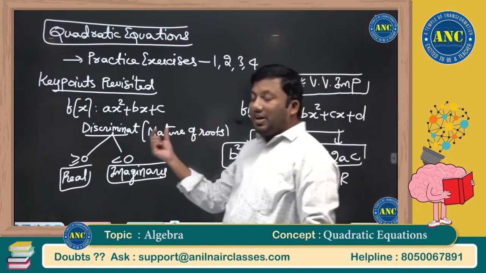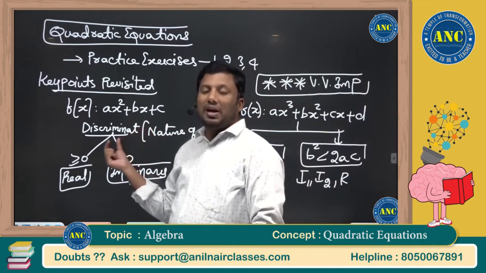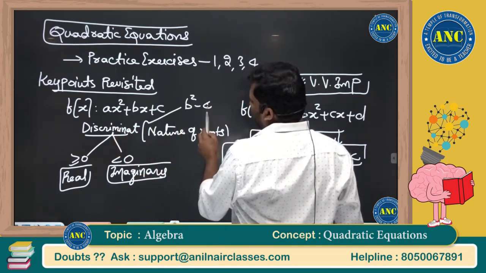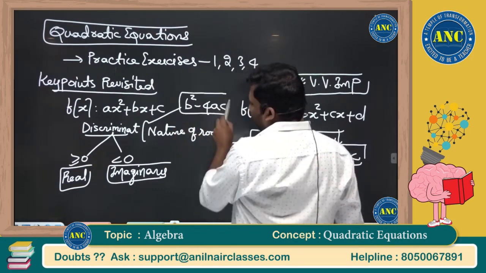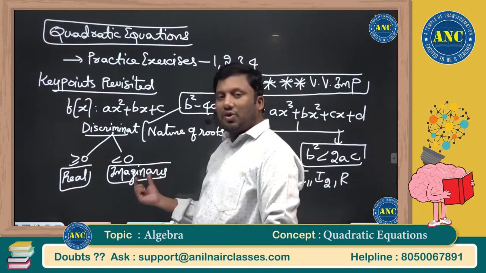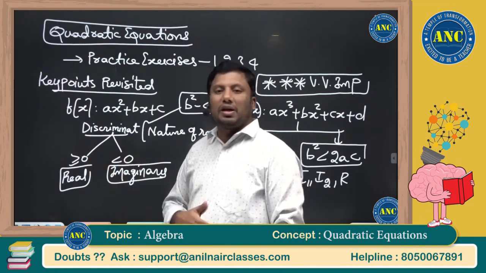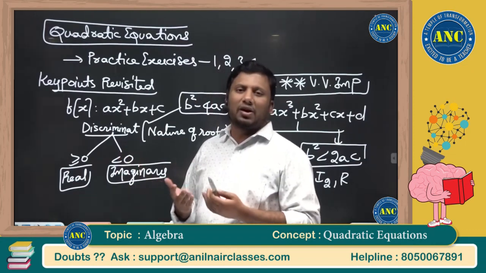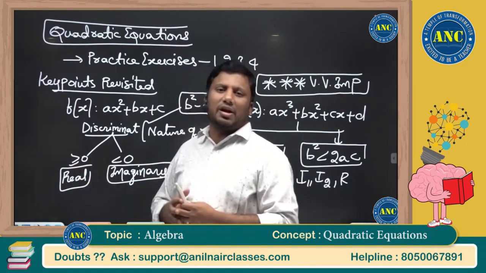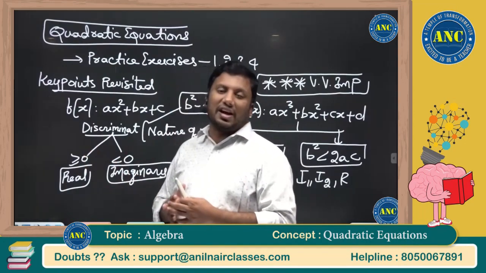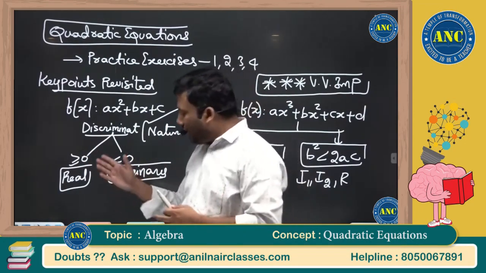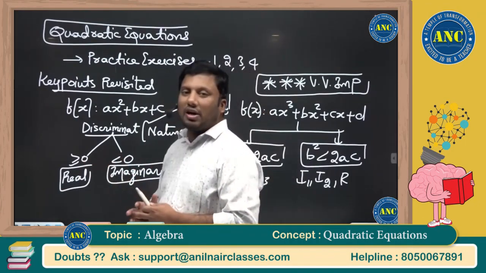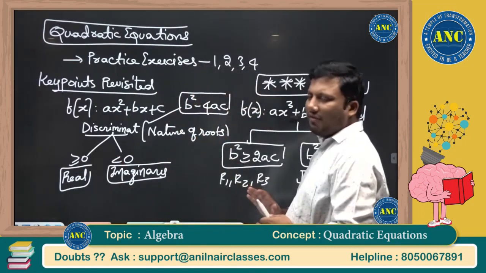For a quadratic equation, the discriminant is given by b square minus 4ac. If b square minus 4ac is less than 0, the roots are imaginary. If b square minus 4ac is greater than or equal to 0, the roots are real. They are real and equal if it is equal to 0, and real and unequal if it is greater than 0. Rational and unequal if D is a perfect square, irrational and unequal when D is not a perfect square. These are some very, very important points.